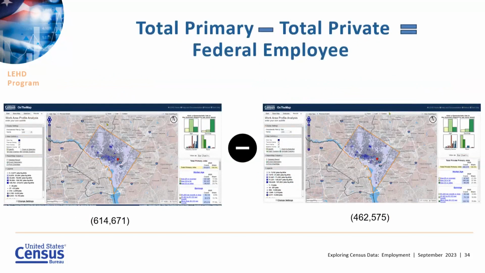So looking at this screenshot, we are looking at the largest location of federal employees. So we're looking at Washington, D.C., and on the left side, we have the total primary workers. And on the right side, we have the total private workers. So to get the federal workers, you actually have to subtract the private from the primary. So if you take those two numbers that I have down at the bottom, the total numbers, you would get what equals to be the federal employees. So let's go live just to look at this.